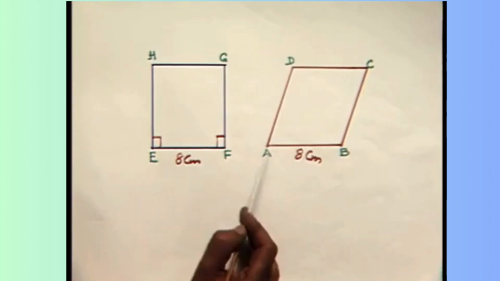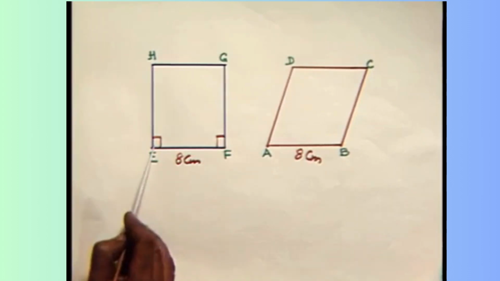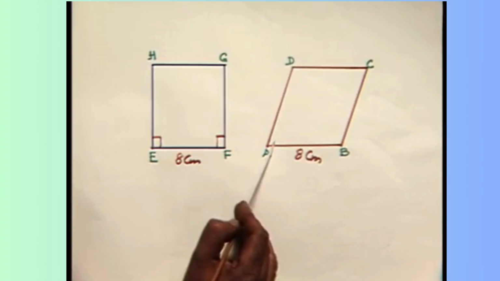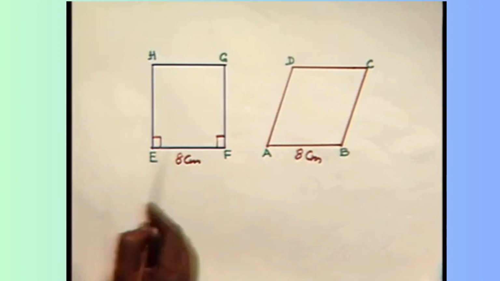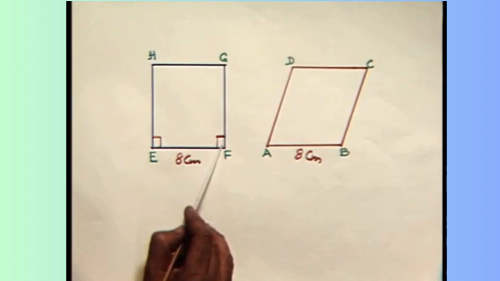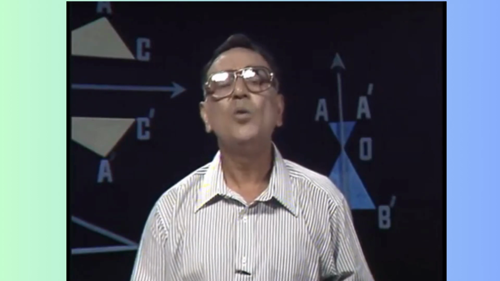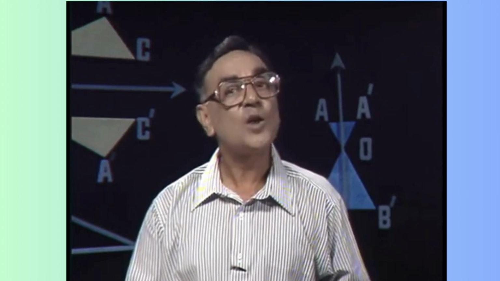Corresponding to angle E is angle A. Angle E is 90 degrees, but angle A is not. So, here we find that the ratio of the sides is same, but the angles are different. Hence, we can conclude that these two figures are also not similar. So, we see that when two polygons are similar, we need to have two conditions which should be simultaneously satisfied. The first, the corresponding sides should be proportional, and secondly, the corresponding angles must be equal.